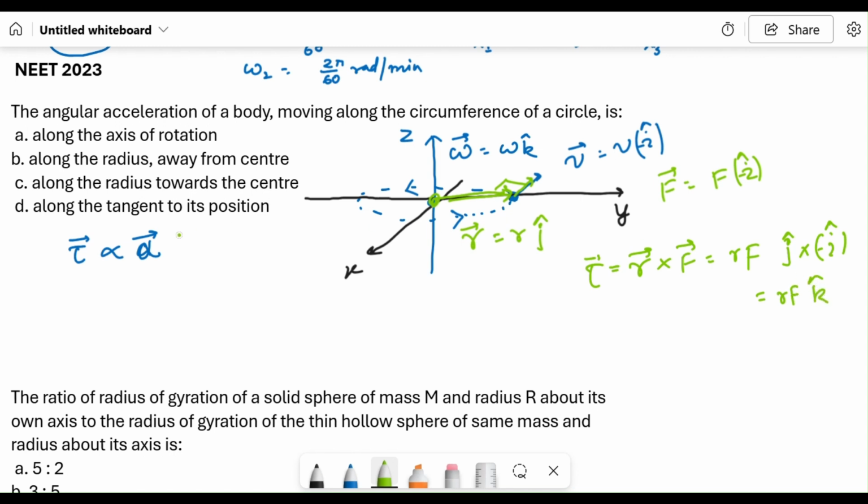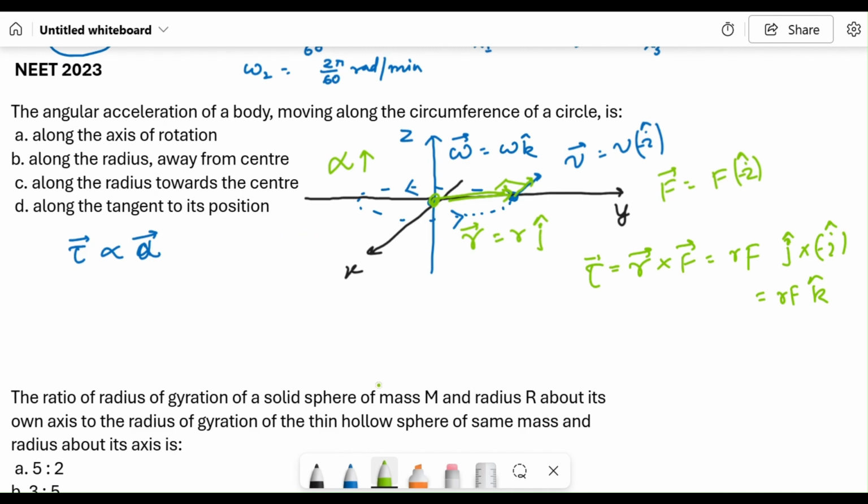So we can say that torque in this case, when force is acting along the velocity, is going to increase its linear velocity, which will result in increasing angular velocity. That is, there is an angular acceleration along the angular velocity. So in this case, the angular acceleration has direction along the positive k cap, or the positive z direction.